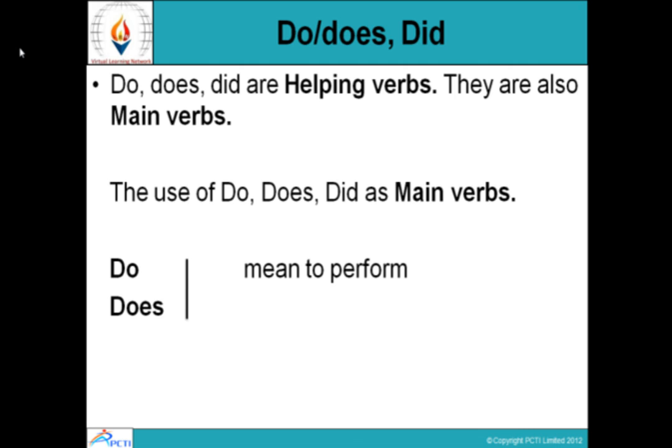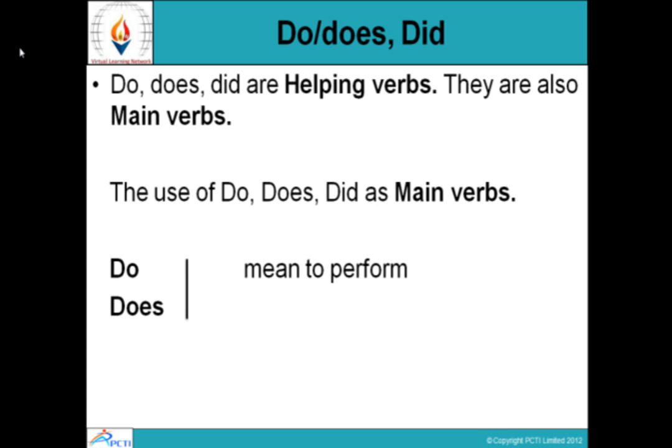Today, let's see how we use do and does as main verbs. Do actually means to perform. So when we use do and does, it indicates that we perform. So do and does, you can say, is a substitute for the word perform. Like I perform yoga? No, I do yoga. He performs his work? He does his work.